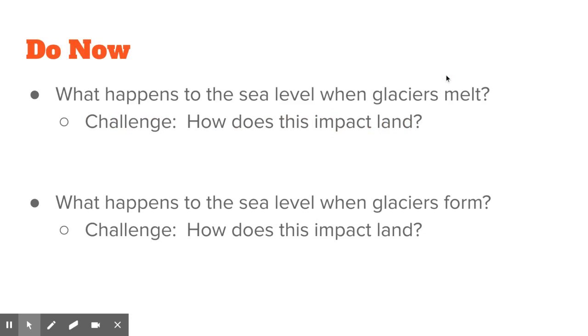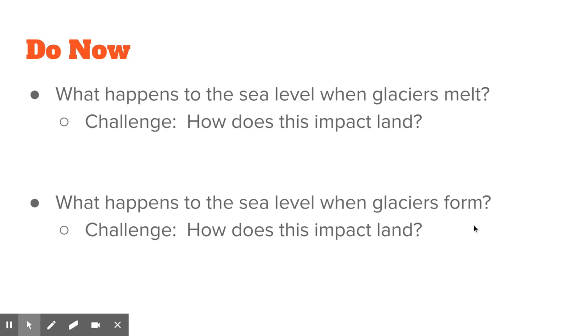Before we start, I would like you to answer these two do now questions, if you could write them down in your notebook. So the first question says, what happens to the sea level when glaciers melt? So think about a glacier melting. What's going to happen to the water? And then also, challenge part of this question, if you can answer it, how does this impact the land?